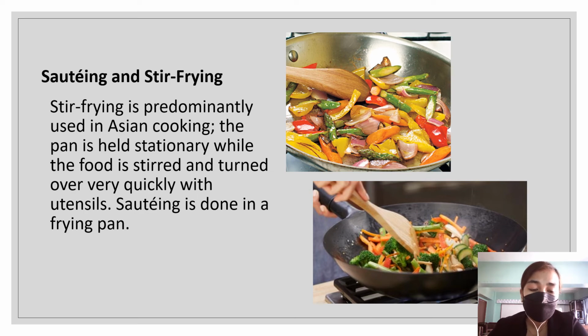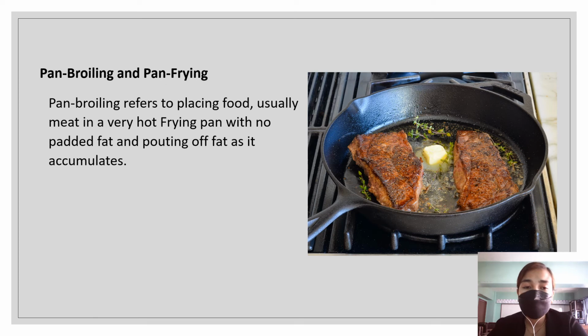So sauteing is done in a frying pan. Pan broiling and pan frying. Pan broiling refers to placing food, usually meat, in a very hot frying pan with no added fat and pouring off fat as it accumulates. So if the fat is not poured off, pan broiling becomes pan frying, which uses a moderate amount of fat up to 1/2 inch deep, but not enough to completely cover the food.